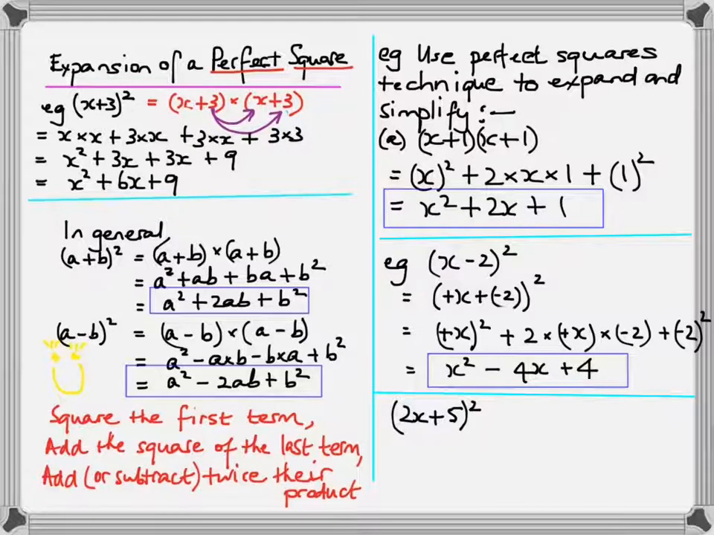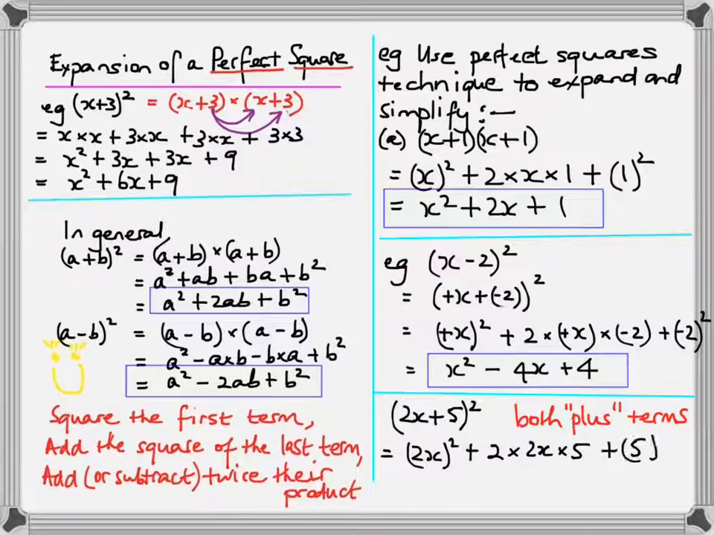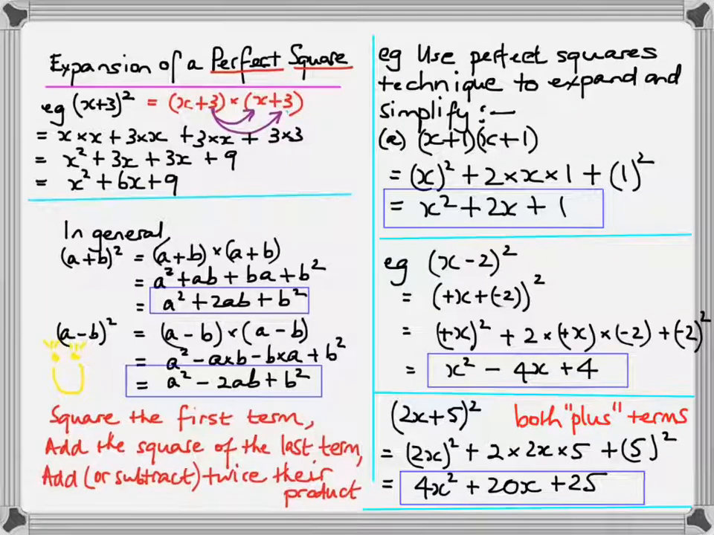So here's another one. We're going to try this one now. This one is 2x plus 5 all squared, okay? Now both terms are pluses, so we don't have to worry so much about the problems with minus signs. It's all going to be plus. So that's the first term squared plus 2 times the first term times the second term plus the second term squared. And what do we get? 4x squared plus 20x plus 25, okay? So that's how it all works. It's pretty good, isn't it?